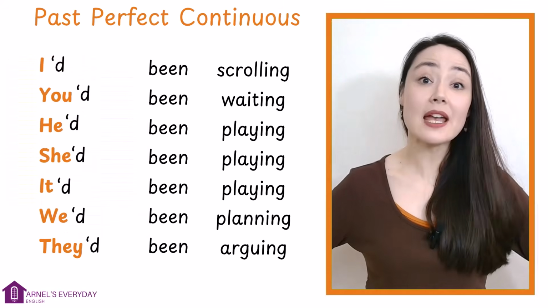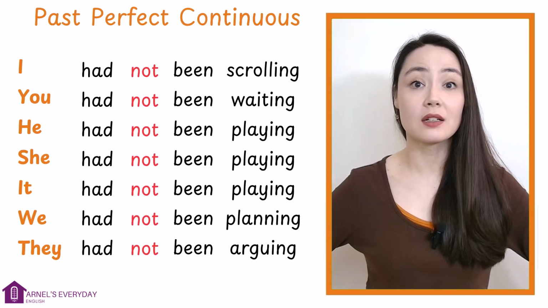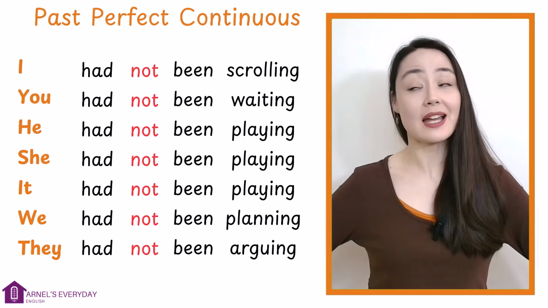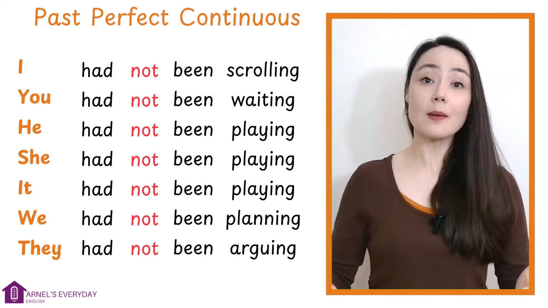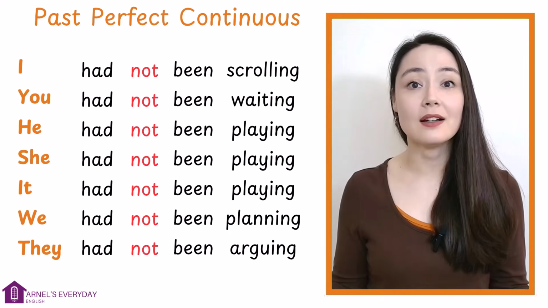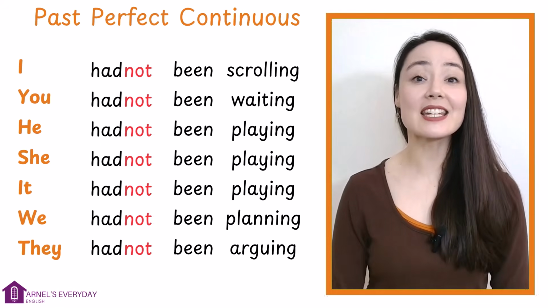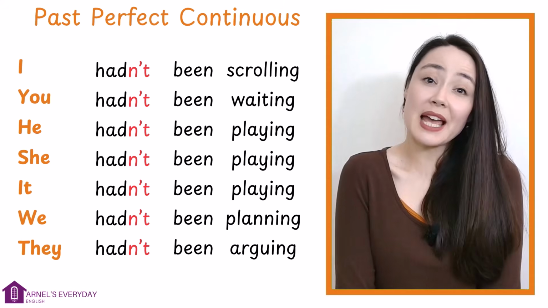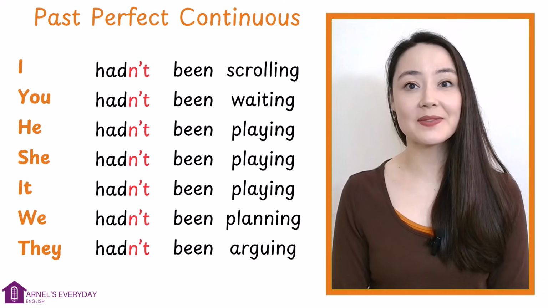How do we form the negative? Simple. We just add not. I had not been scrolling. You had not been waiting. He, she, it had not been playing. How can we sound natural? We contract that negative. We hadn't been planning. They hadn't been arguing.